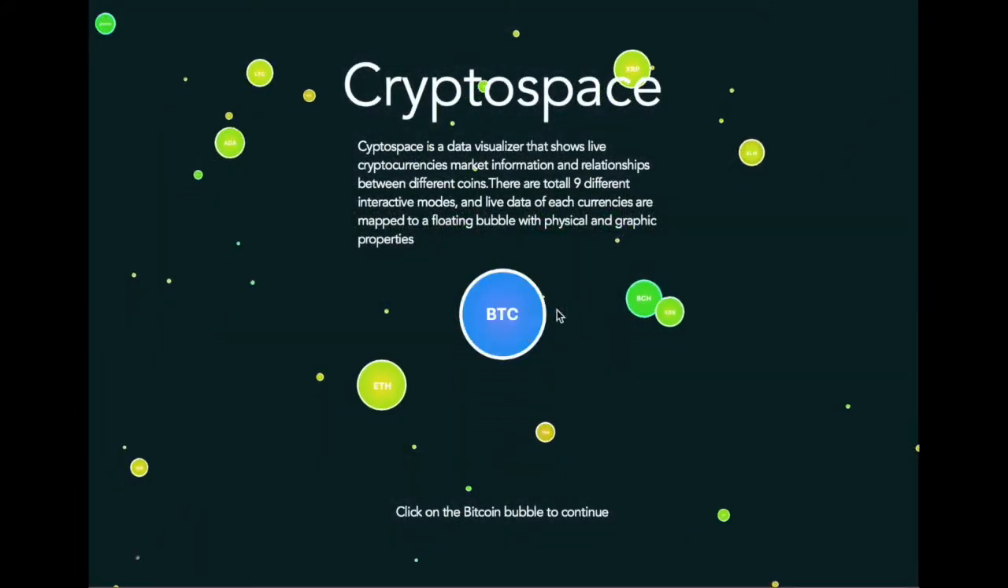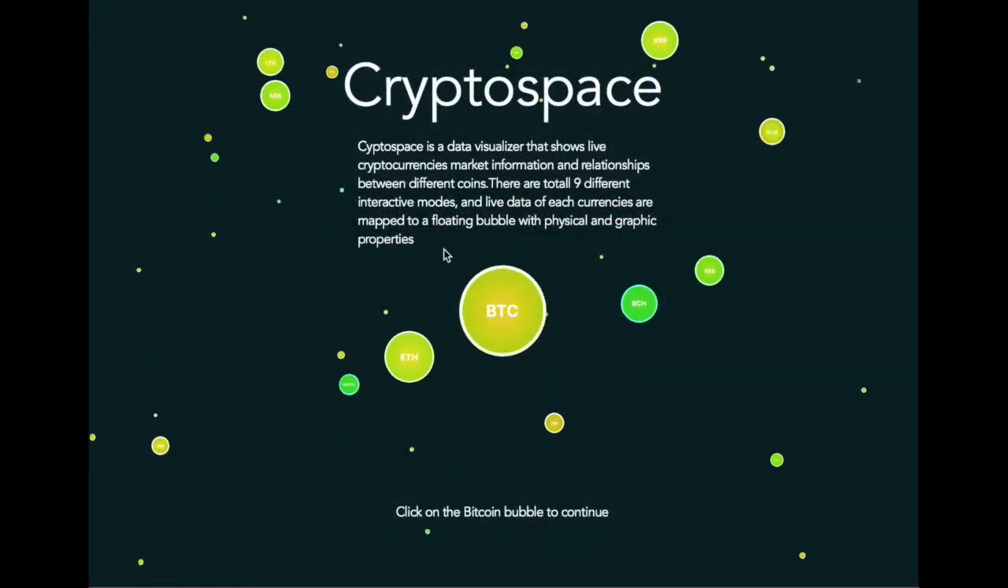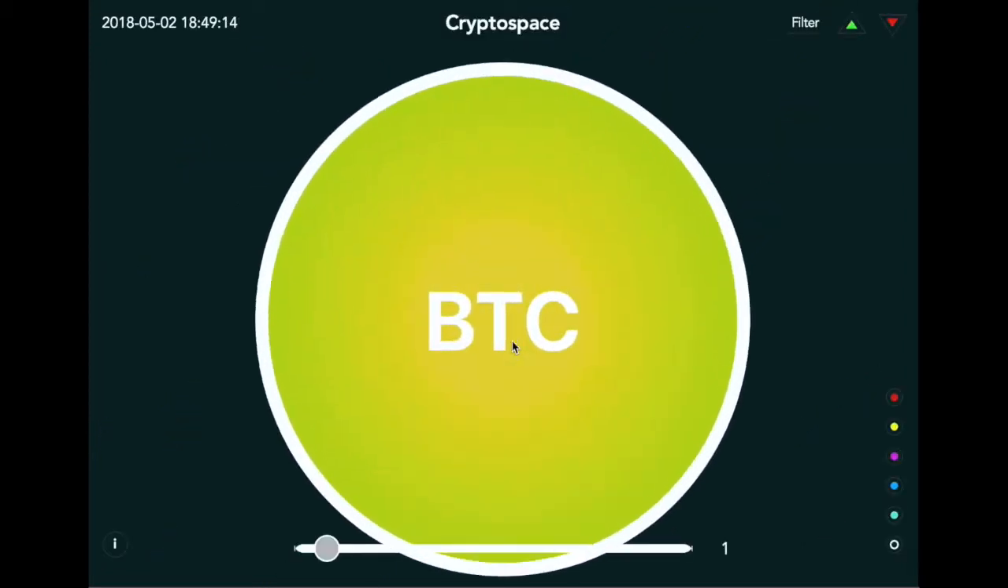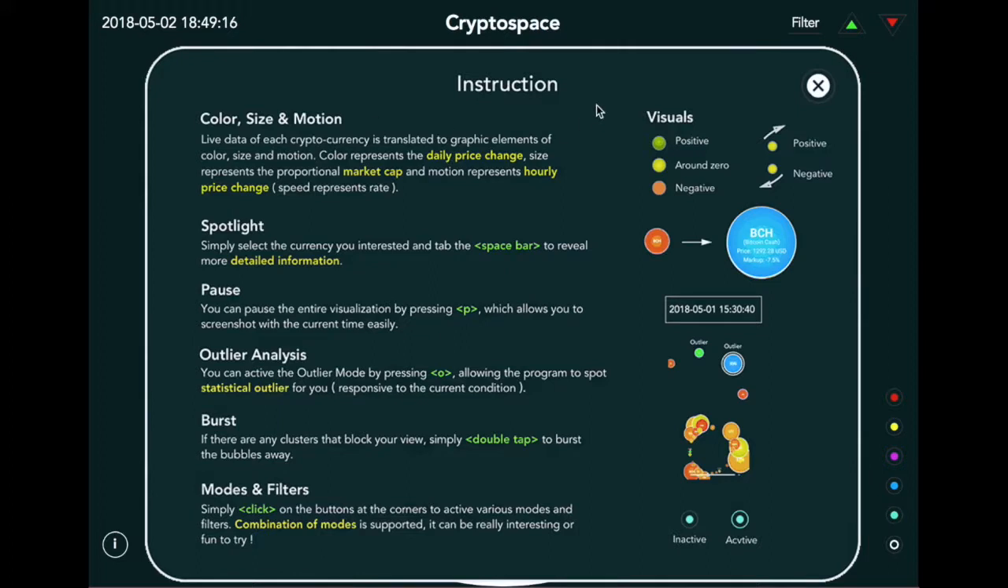Okay, so let's start. My project is called Cryptospace, and you can see there's a Bitcoin bubble bouncing in the middle of the screen. When you click on it, it will take you to the visualization. The first thing that pops up will be the instruction page. It contains all the indications that we'll use to interpret and interact with the data.